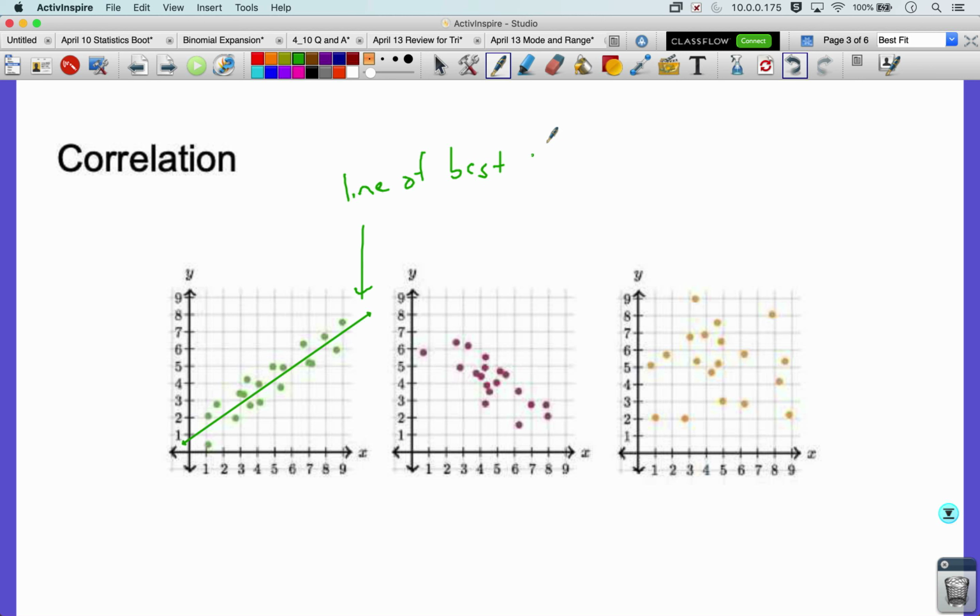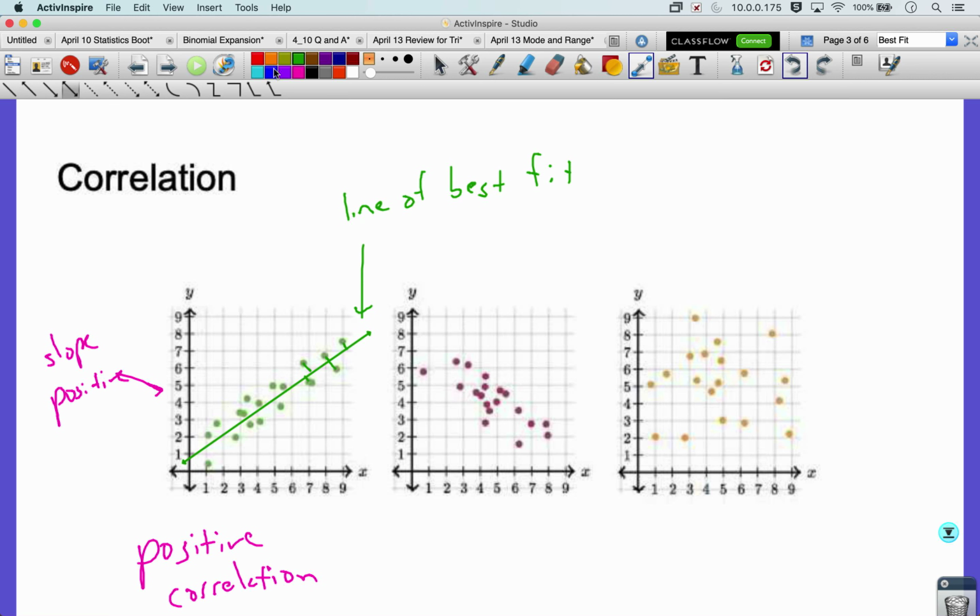Line of best fit. And it is the job of the line of best fit to get as close to every data point as possible. We want to minimize all of these little distances. If I had to take the distance from each data point to the line, I want that to be a minimum. All right. If you can pass a line through your data, you can say that we have positive correlation when the slope of that line is positive. So here we can see the slope is positive.